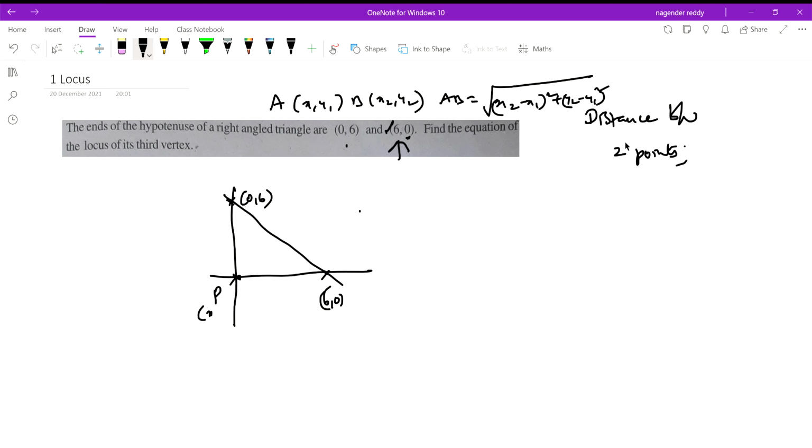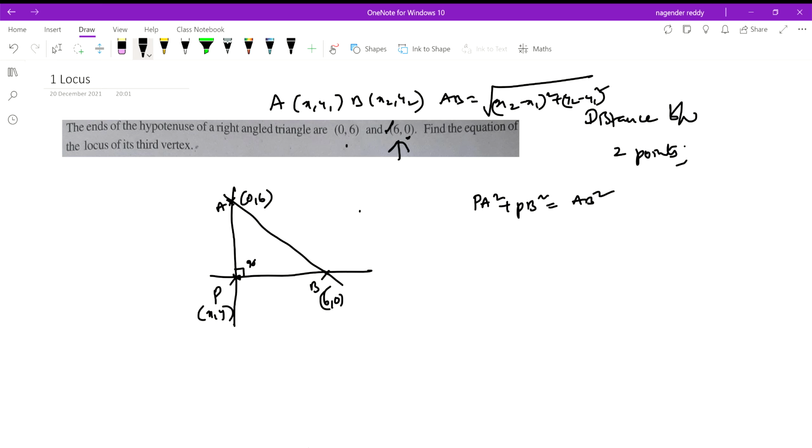What is the locus? Locus is nothing but the set of all the points on a particular path. We can call them limit points. Now we know that this angle is 90 degrees, so it's a right angle triangle. To find the locus, I'll use the Pythagoras theorem. Let us take this as A and this as B. So PA square plus PB square is equal to AB square.